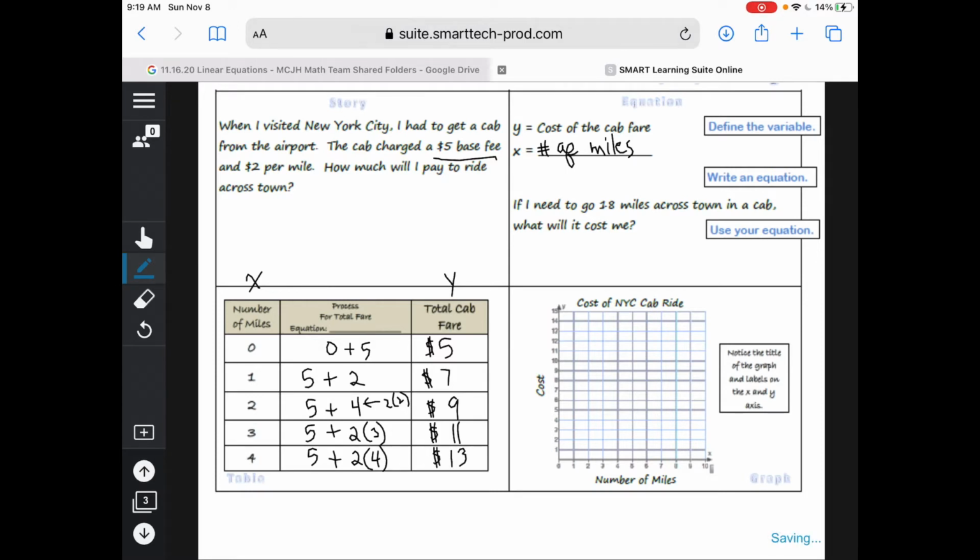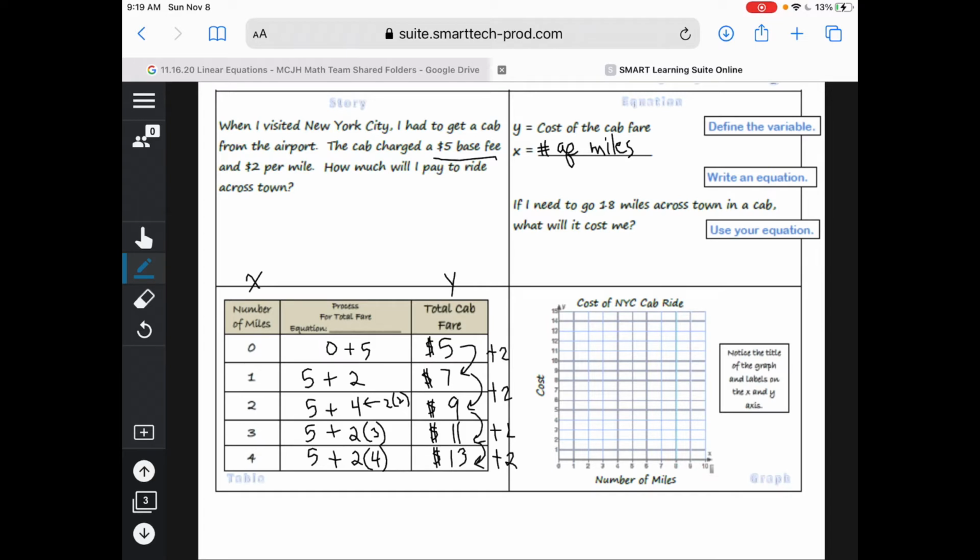So looking at this table, I noticed that in the Y, which is my total cab fare, we're going up $2 every time. So that would be our rate of change. Our rate of change is 2.